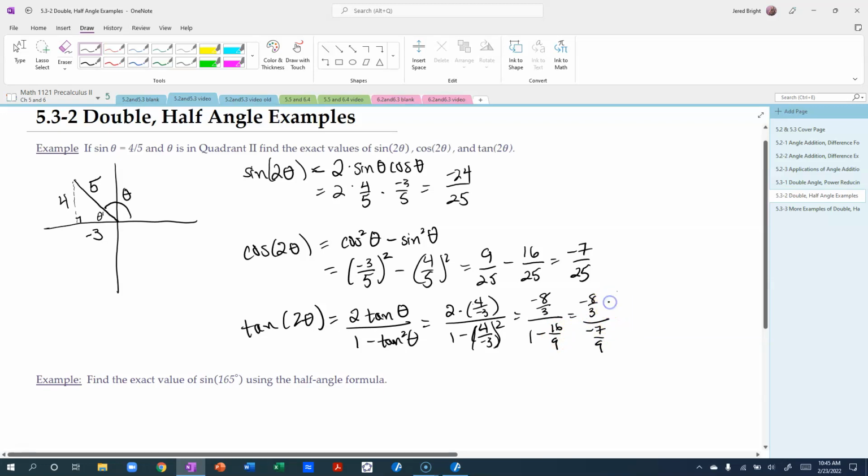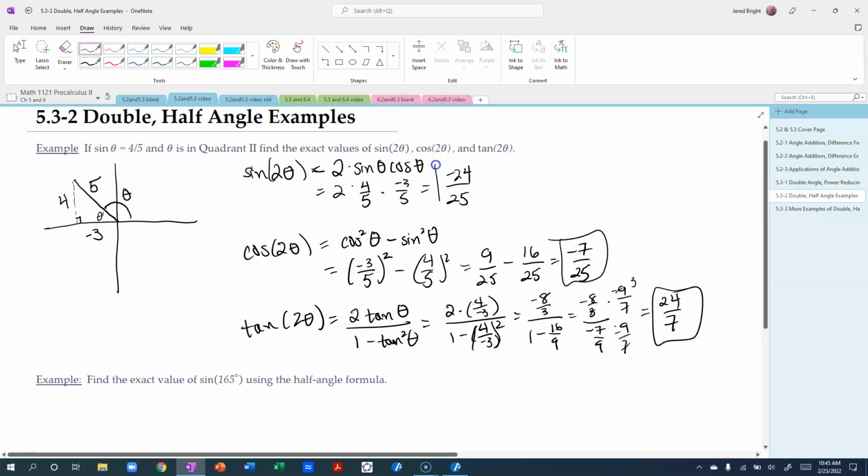So then multiply by the reciprocal, negative 9/7. Those negatives wipe out. I end up with, let's see, the 3's would reduce. So I end up with 24/7. Okay, so I got my answers.